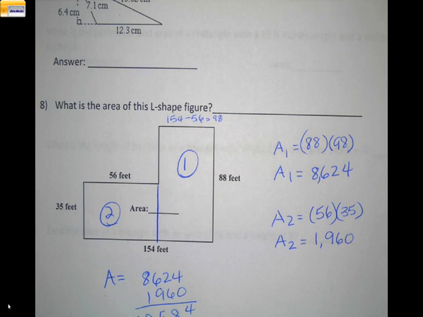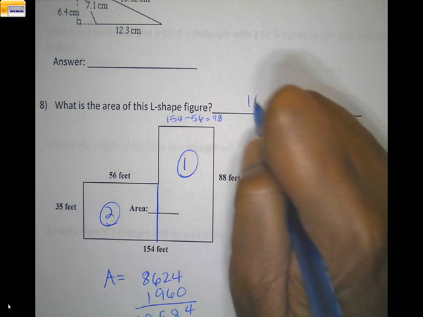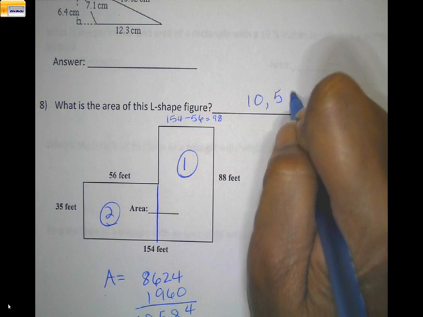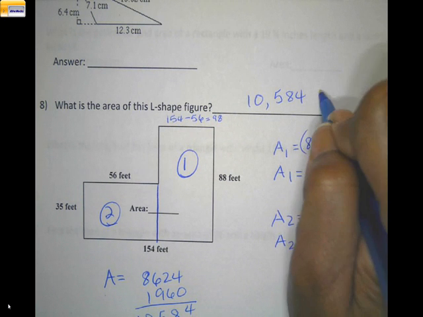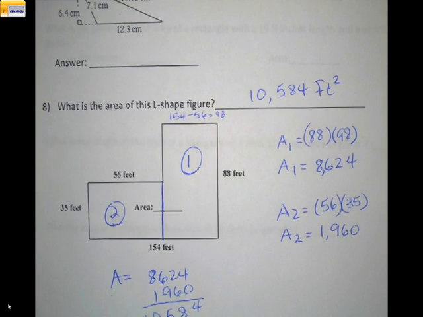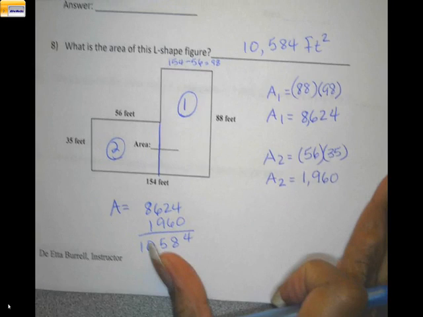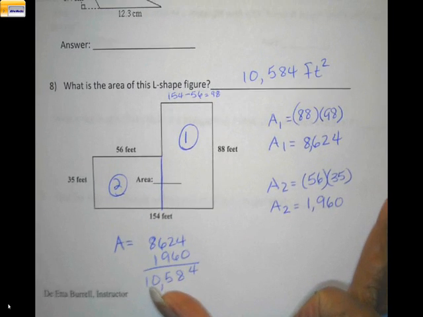What number is that? 10,584, right? And what's the unit? It'll be feet squared or square feet, however you want to write it. Okay? Let me move this up a little bit. Yeah, you have to add the 2 areas once you get the areas, right?